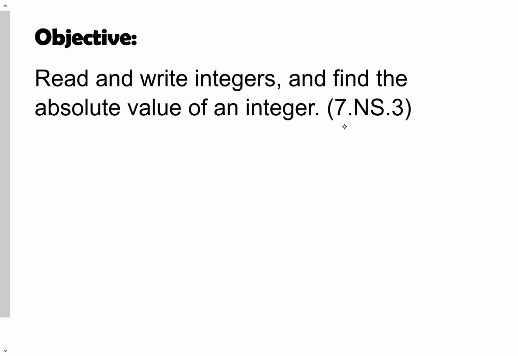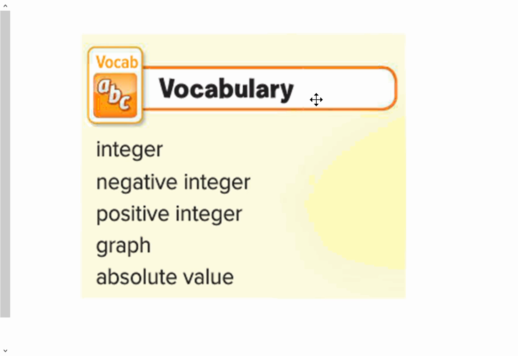Our standard is 7.NS.3. The vocabulary you need to know for today is integer, negative integer, positive integer, graph, and absolute value. Please make sure that they're all written down in your glossary or in your notes.